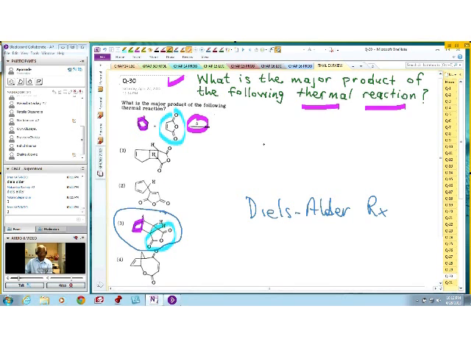If you have this, for example, and you have this, and you do a Diels-Alder reaction, you form a 6-member ring right here. That is what the Diels-Alder reaction gives you: formation of a 6-member ring. And here you form the double bond. You have the diene, this is what we call the diene, and this is what we call the dienophile.